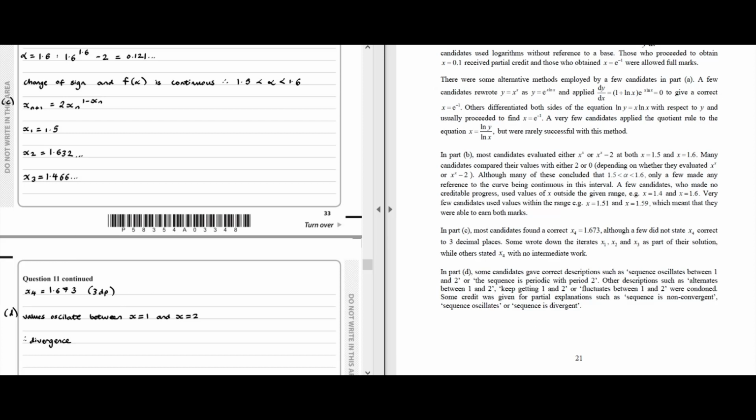On part D, a lot of candidates gave correct descriptions such as the sequence oscillates between 1 and 2, or the sequence is periodic with period 2. Other descriptions such as alternates between 1 and 2, or kept getting 1 and 2, or fluctuates between 1 and 2 were condoned. Some credit was given for partial explanations such as sequence is non-convergent, sequence oscillates, or sequence is divergent. Give a full explanation if you can.